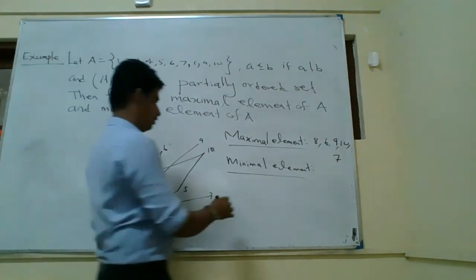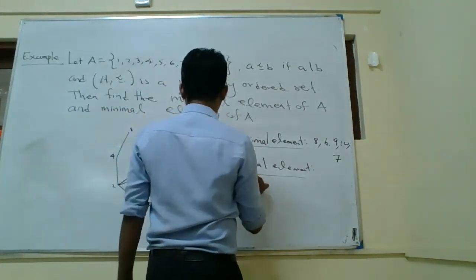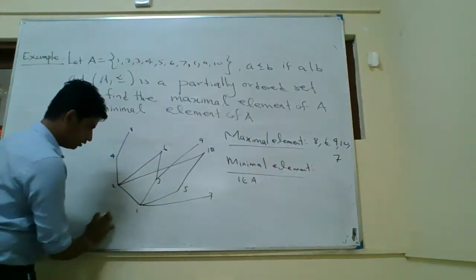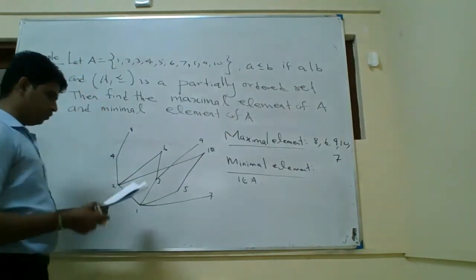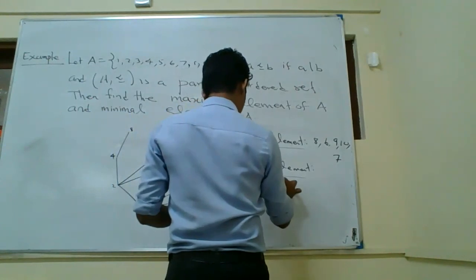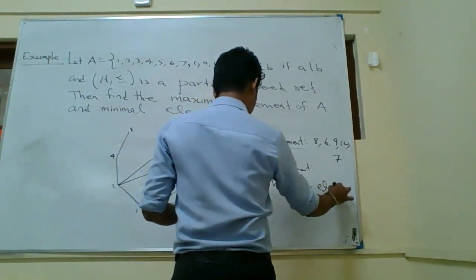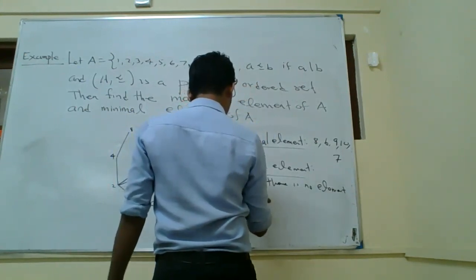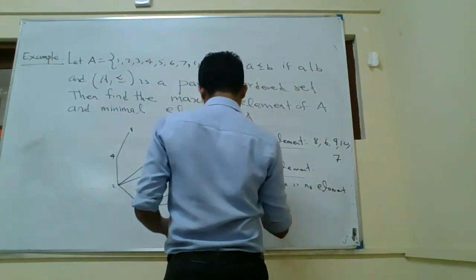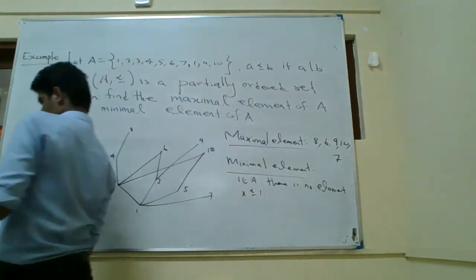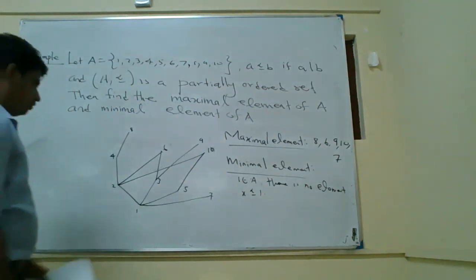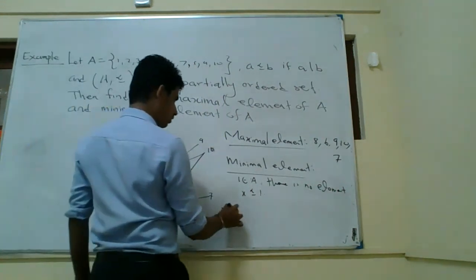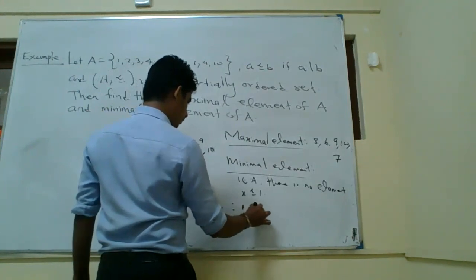Suppose you take 1 belonging to A as your minimal element. There is no element less than this one. Understand? There is no x that precedes 1. Therefore, 1 is your minimal element.